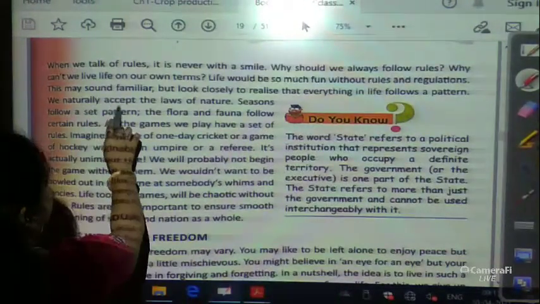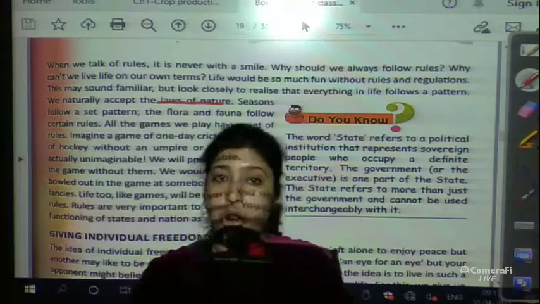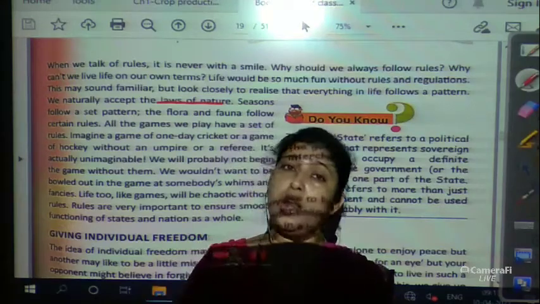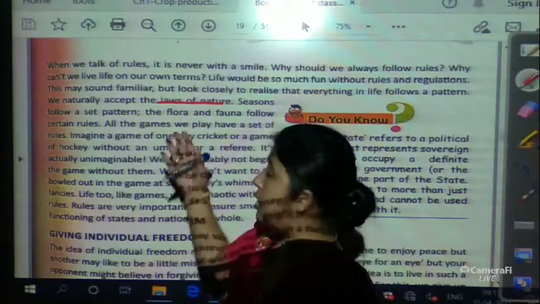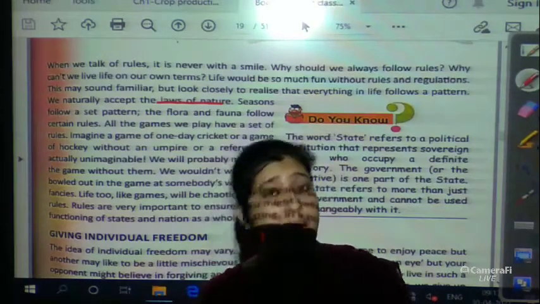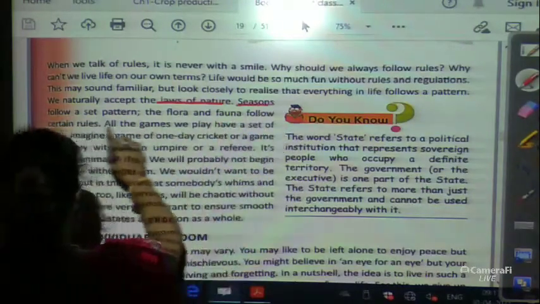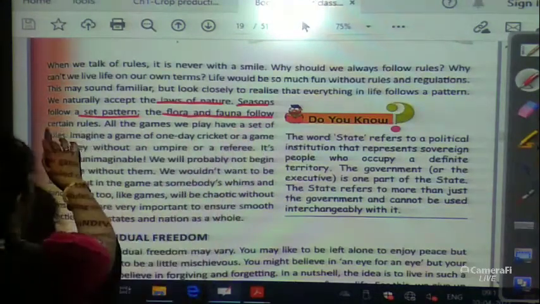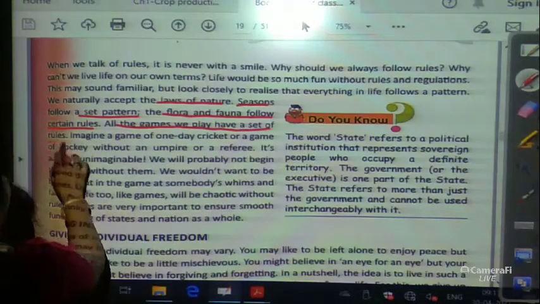We naturally accept the laws of nature. Yes, whatever laws are given by nature, all have to be maintained, those rules, regulations, those laws. So they are made by nature, and naturally we have to accept this. Seasons follow a set pattern. The flora and fauna follow certain rules. All the games we play have a set of rules.